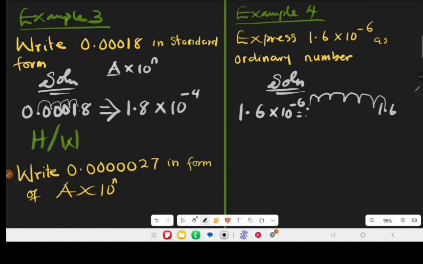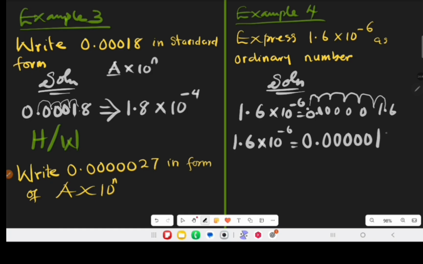So let's write it clearly. We have 1.6 times 10 raised to the power of minus 6 is equal to 0. We have how many zeros after the point? 1, 2, 3, 4, 5. Then 1 and 6 as the answer. Now I'm giving you homework for you to do and leave your answer in the comment section.